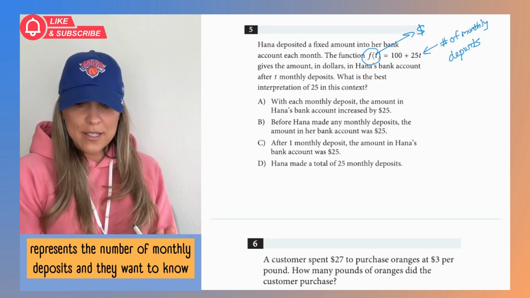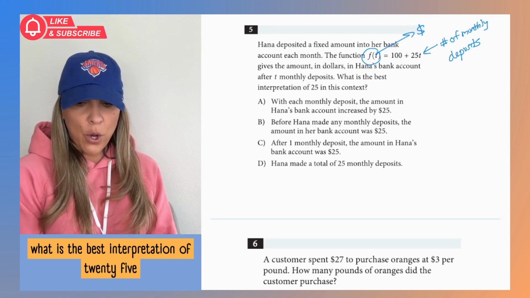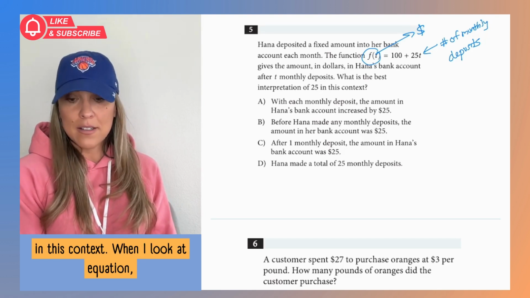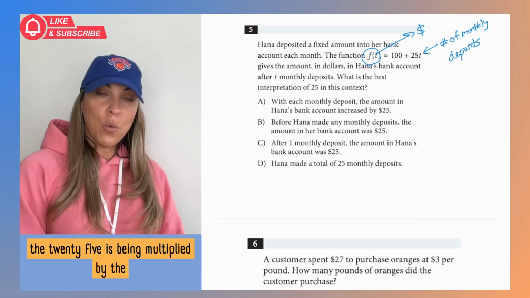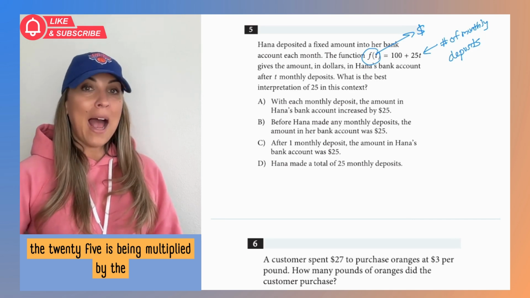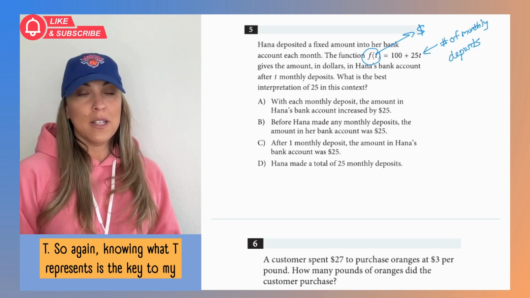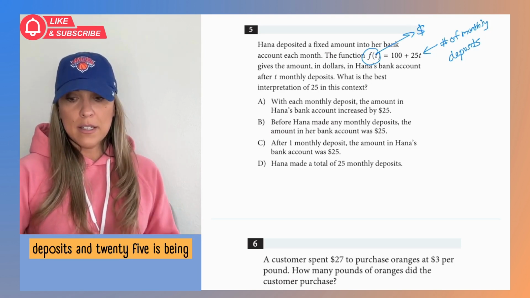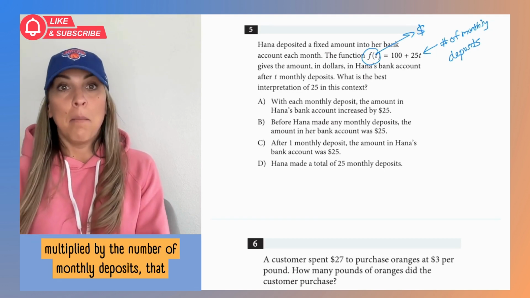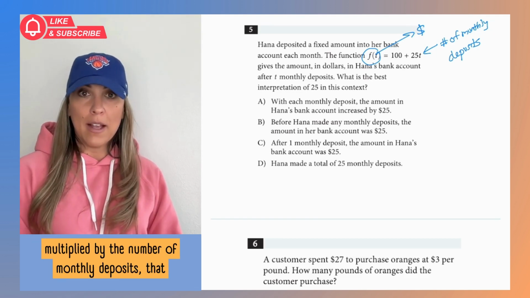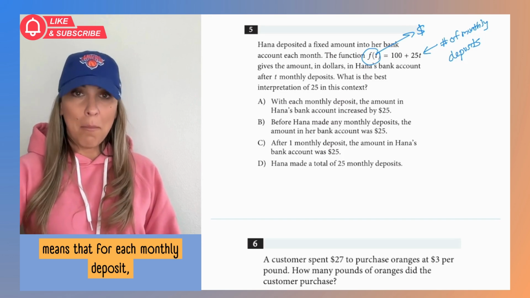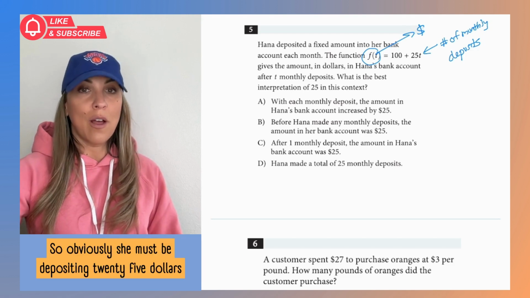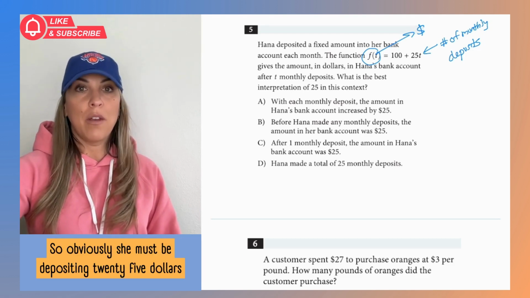So t represents the number of monthly deposits, and they want to know what is the best interpretation of 25 in this context. When I look at the equation, the 25 is being multiplied by the t. So again, knowing what t represents is the key to my answer. If t represents the number of monthly deposits and 25 is being multiplied by the number of monthly deposits, that means that for each monthly deposit, her bank account is gaining $25. So obviously she must be depositing $25 each month.